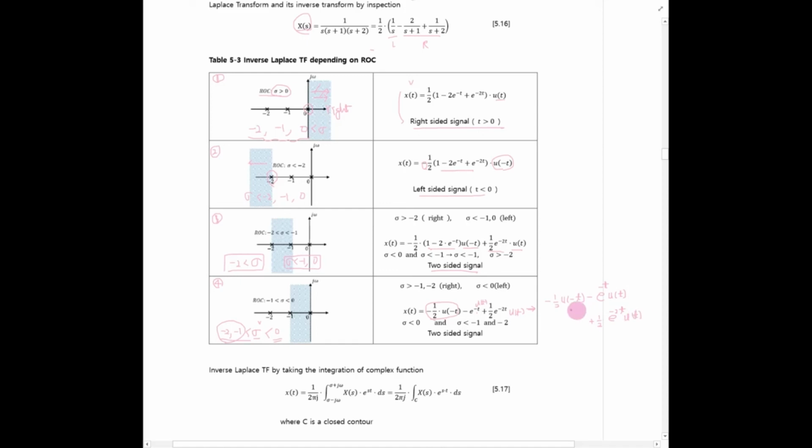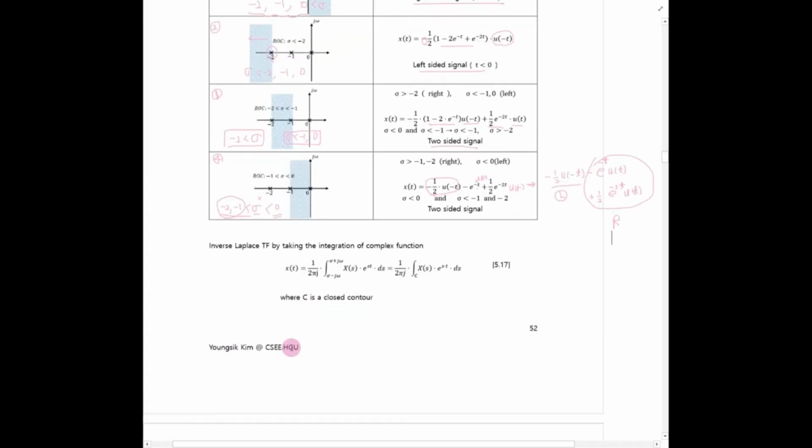So from here, the first one is a left-sided signal, but the last two are right-sided signals. So you can interpret the Laplace transform based on the region of convergence. And the last one is just to explain the inverse Laplace transform. We know that this one is an inverse Laplace transform.